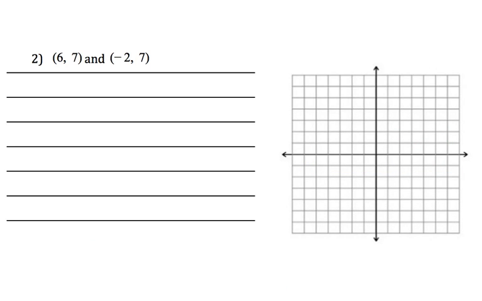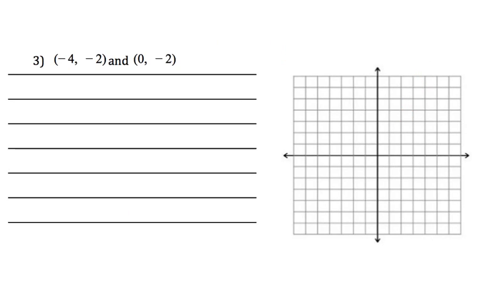This is going to be an OYO problem. I'm not even going to go through it, but at the end, if you got something other than m equals 0, you're going to need to check your work. Make sure you graph it as well.